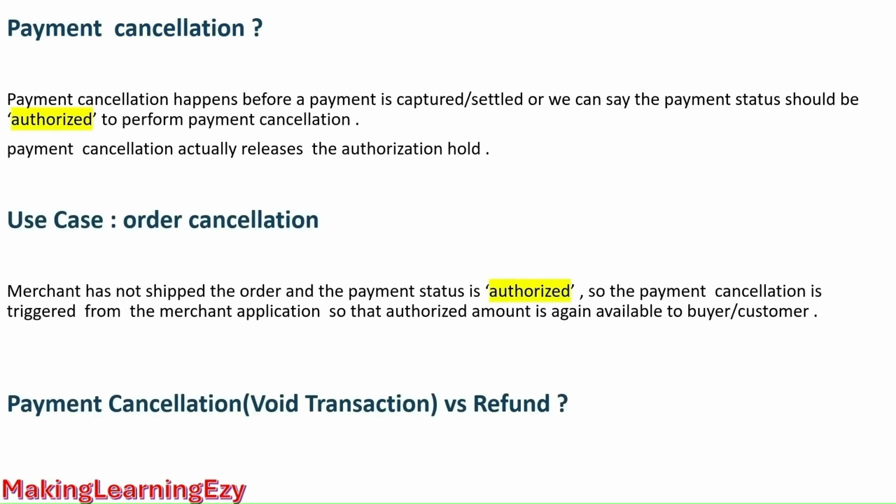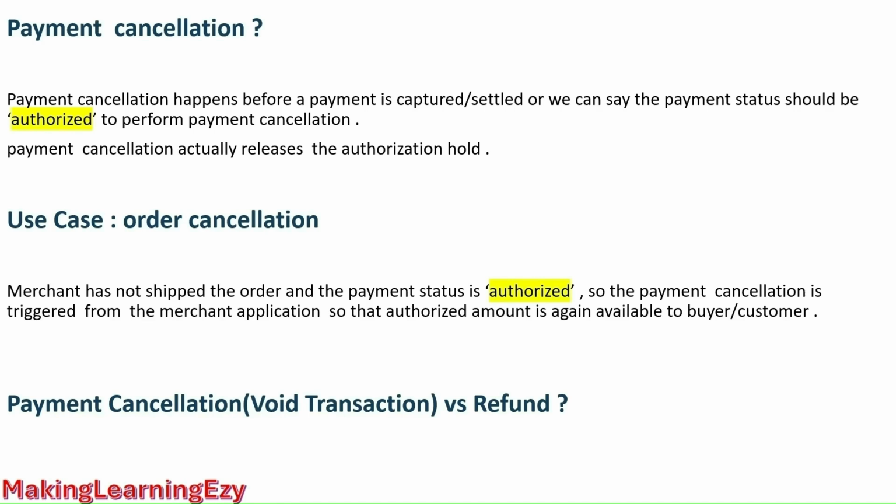Let's move further. Payment cancellation. Payment cancellation happens before a payment is captured or settled. Or we can say the payment status should be authorized to perform the payment cancellation. Payment cancellation actually releases the authorization hold. The authorization hold is put when the payment authorization is triggered, and the payment authorization is triggered when the customer places the order.